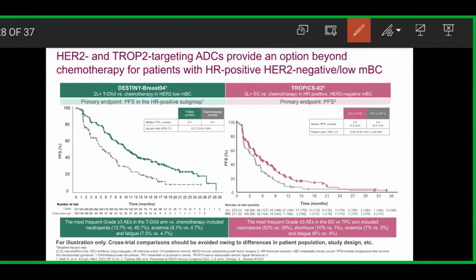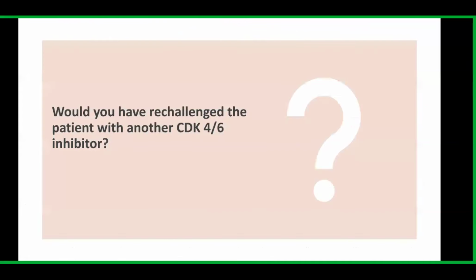So these are the 2 trials which compare the options of T-Dxd versus sacituzumab. This is a cross-trial comparison. I know we shouldn't be doing this, but it is easy to understand when you keep them side by side. You see the difference, 5 versus 10 months in the HER2 low disease in the DESTINY trial, whereas in the HER2 negative, hormone receptor positive disease, sacituzumab has given 1.5 months with a hazard ratio of 0.65. So with this, we can clearly say T-Dxd would be the superior drug when you treat this biology of patients compared to the other drug.